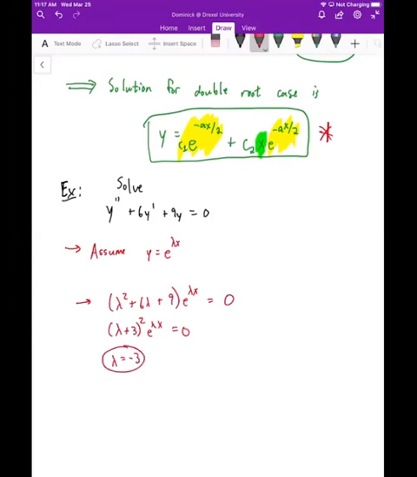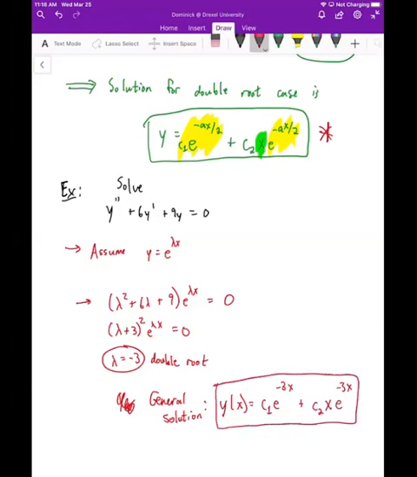So what does this tell you? This tells you that your general solution, since it's a double root, is y of x is equal to an arbitrary constant C1 times just e to the -3x, and the second solution is C2 times x e to the -3x. And then that's our general solution.